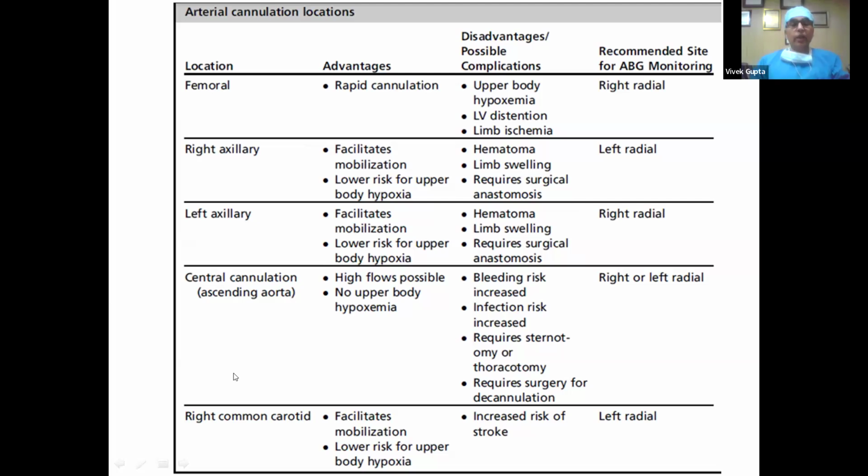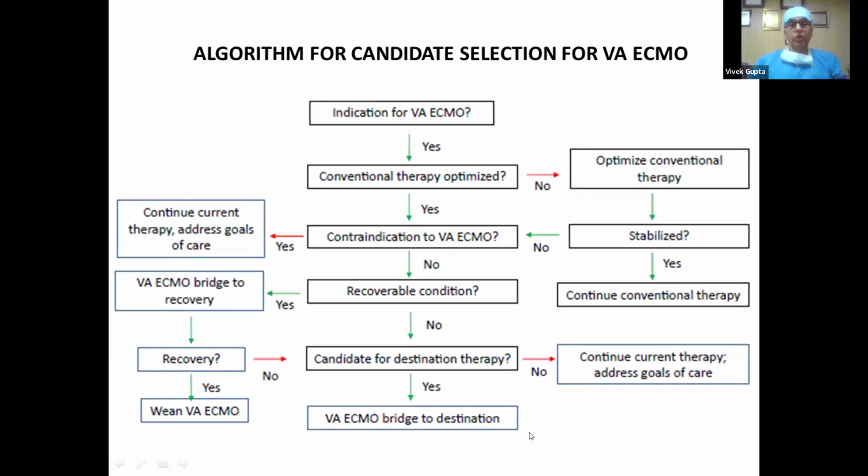And if we are doing a central cannulation, the advantage is we can achieve a very high flow, with no risk of upper body hypoxemia, but there is more risk of bleeding, risk of infection, and sternotomy-related issues. We can monitor any of these arteries; there is no issue about it. In the pediatric population, we use the common carotid arteries, which facilitate mobilization, but there is always a risk of stroke in these patients.